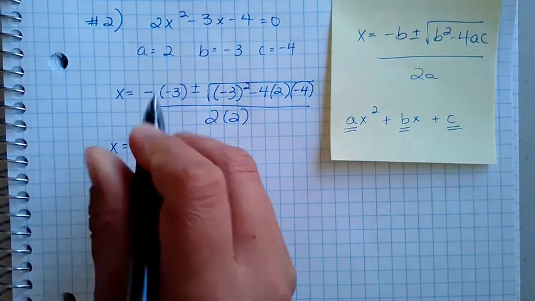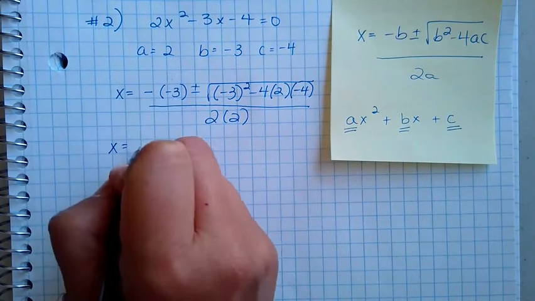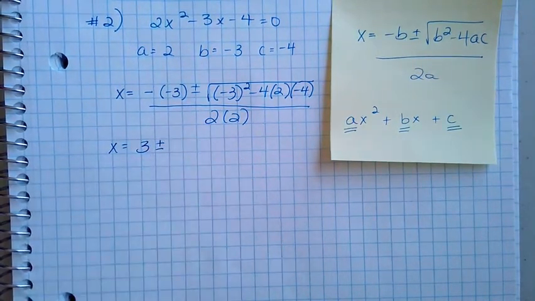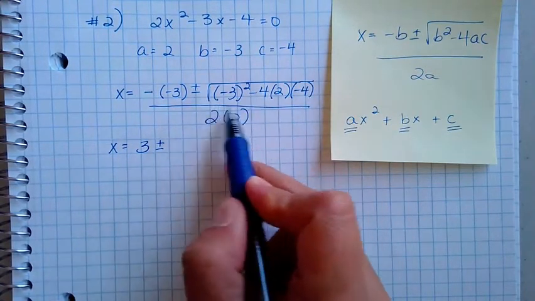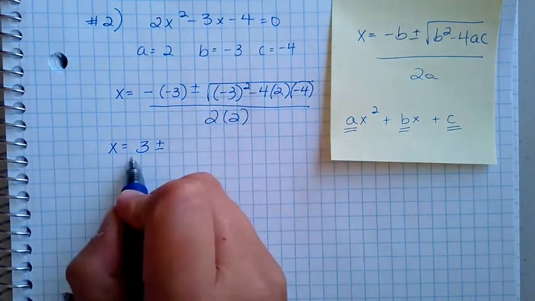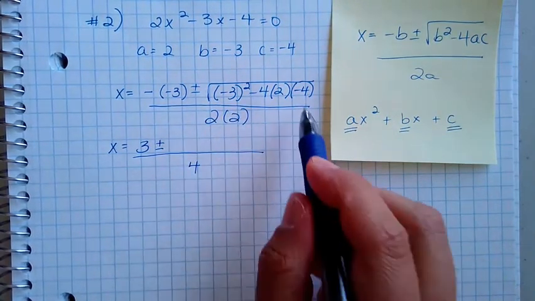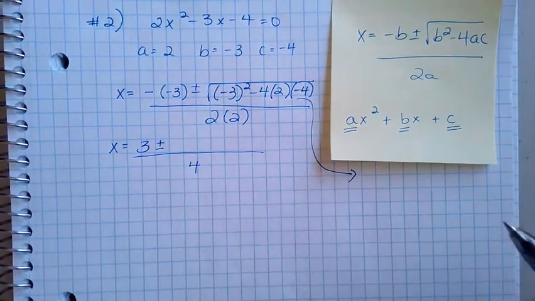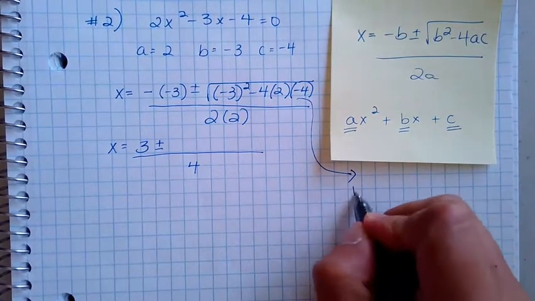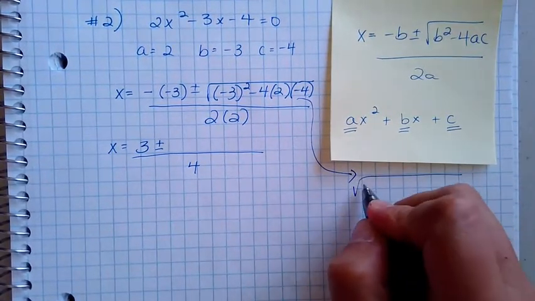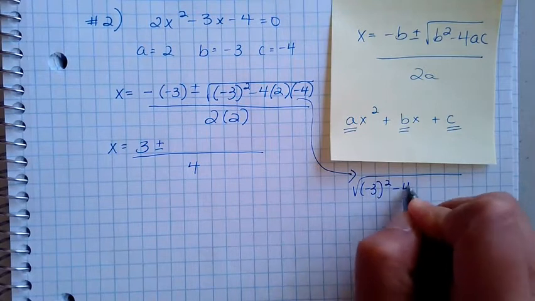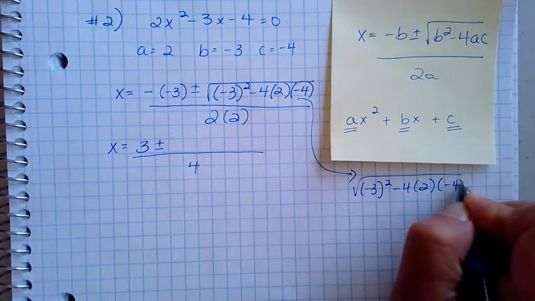So x equals, so if we look at this, a negative times a negative is a positive. Okay, we're going to have to do some stuff here, but let's just go ahead and simplify this. 2 times 2 is 4. So let's do this stuff off to the side like we did before. So this is all under the root, which is really important. -3 squared minus 4 times 2 times -4.